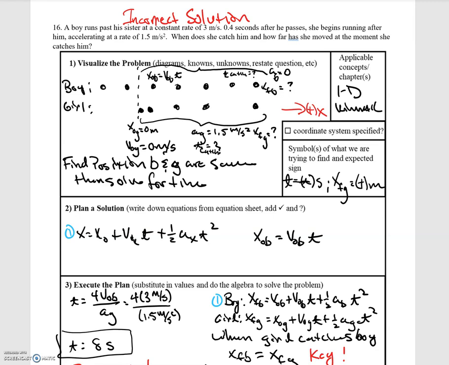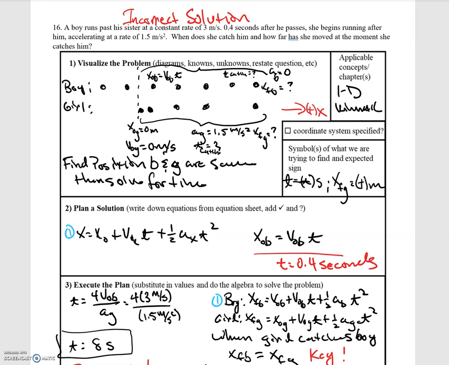So we've got this boy and the girl running. The one key thing is that the boy is starting ahead of the girl. So the boy is going to have an initial position, and that is given by x naught b is equal to v naught b times t, where that time is equal to 0.4 seconds.